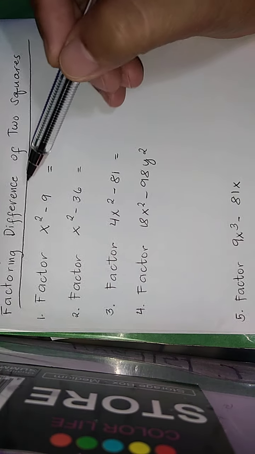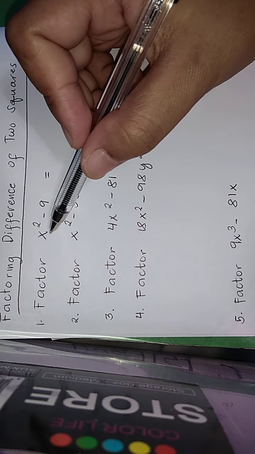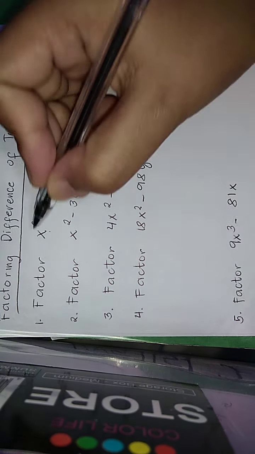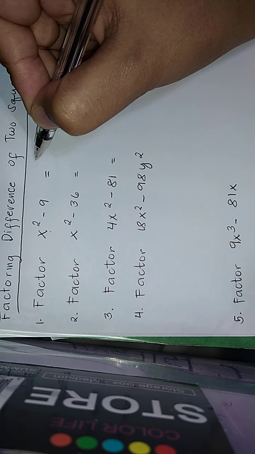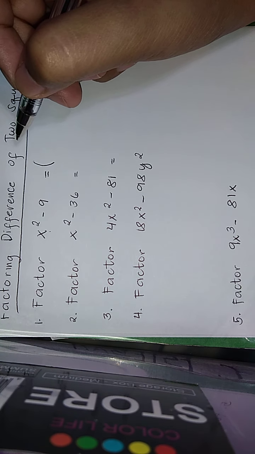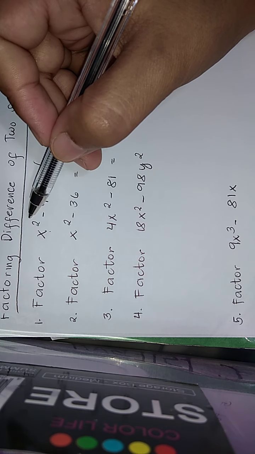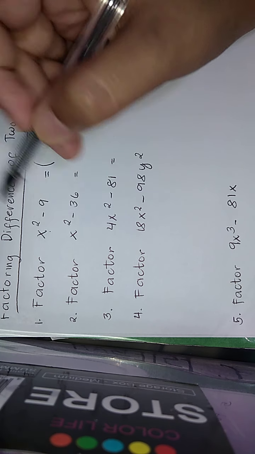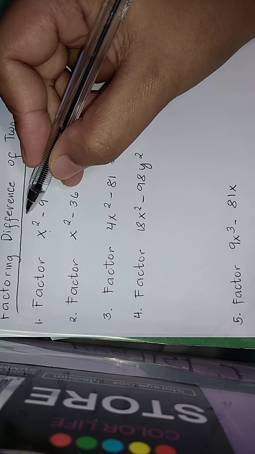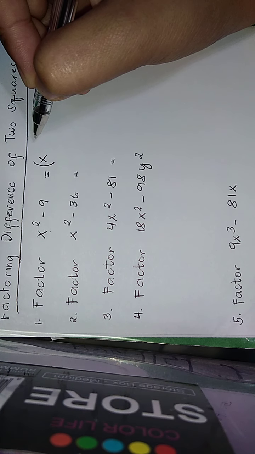Okay, let's have an example. Factor x squared minus 9. So, kunin natin ang square root ng first term. So, may invisible 1 yan. So, we have 1x squared. So, square root ng 1 is 1. And then, to get the square root of x squared, ang kailangan lang natin is i-divide itong exponent by 2. So, x squared, 2 divided by 2, that is x raised to 1.